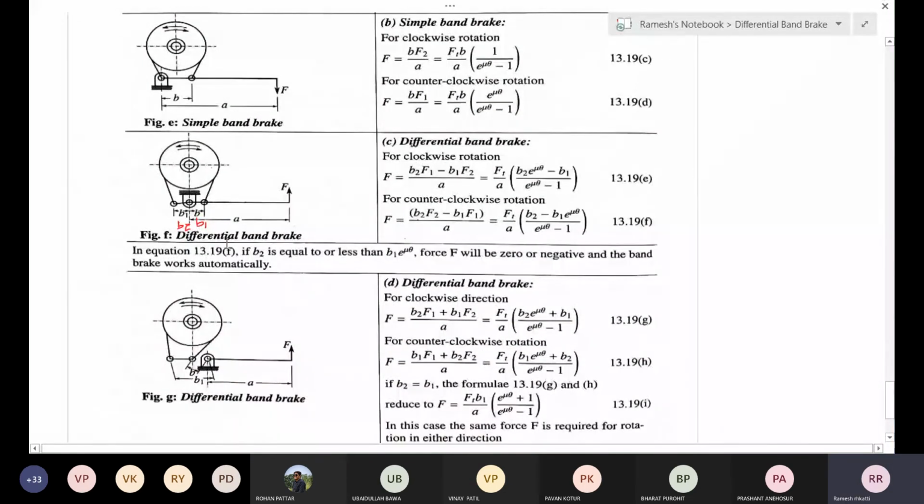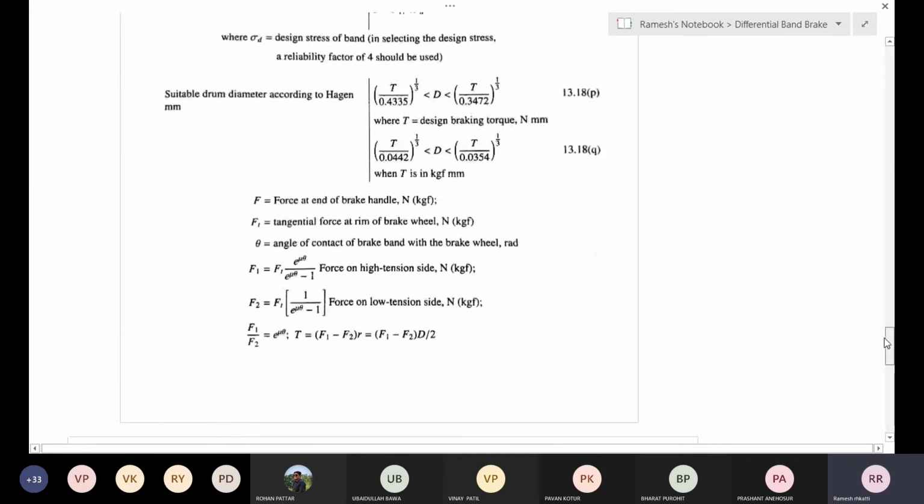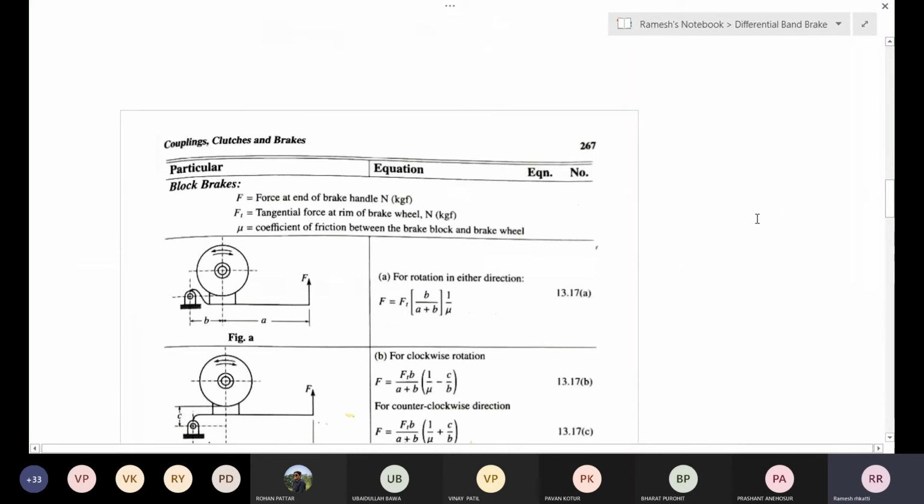This is the differential band brake. You have to refer to the figure here. For anti-clockwise or counter-clockwise rotation, you have to use the relation F = (Ft/A)(B2 - B1 e^(μθ)). In this case, you need to find out the tangential force. And how do we find the tangential force?